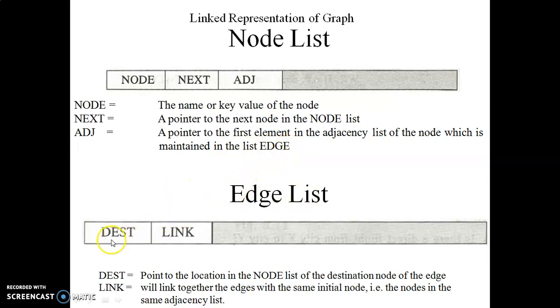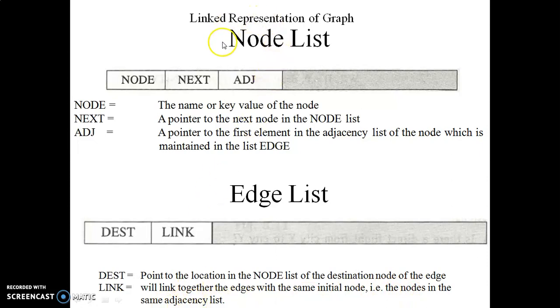In the edge list, the first field is called the destination, and the destination will point to the location in the node list of the destination node of the edge, and the second field is called the link. It will link together the edges with the same initial node, that is, the nodes in the same adjacency list.